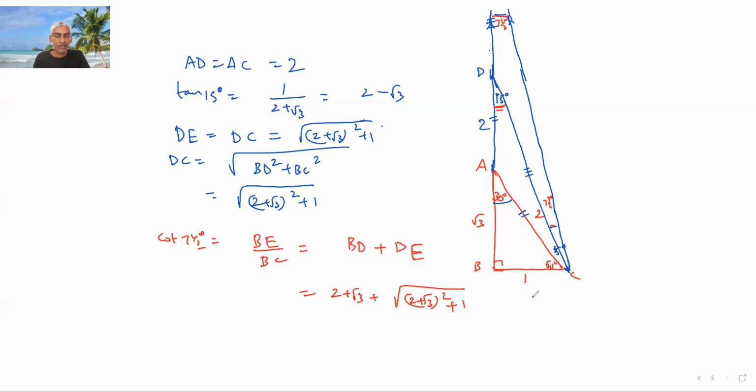So in my next video, I shall show how to find the trigonometric ratios of 18 degrees, 36 degrees, 54 degrees, multiples of 18, purely using geometry, without using sine 2 theta, sine 3 theta, cos theta formulas.